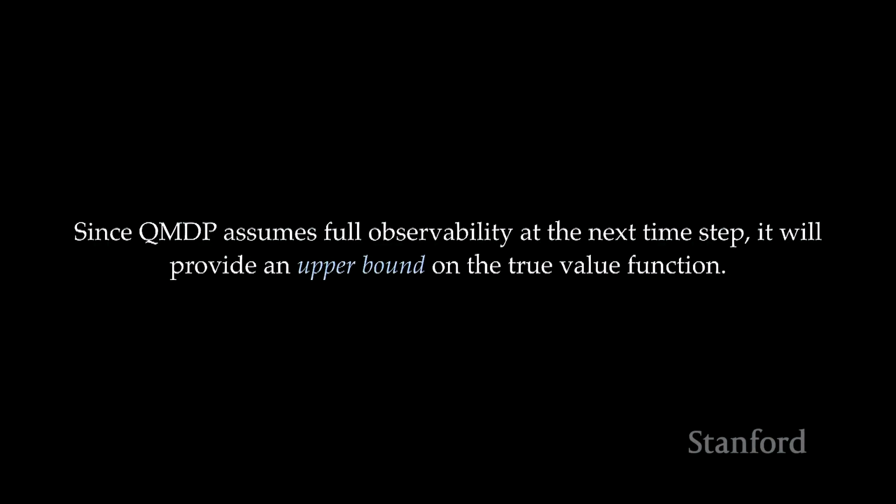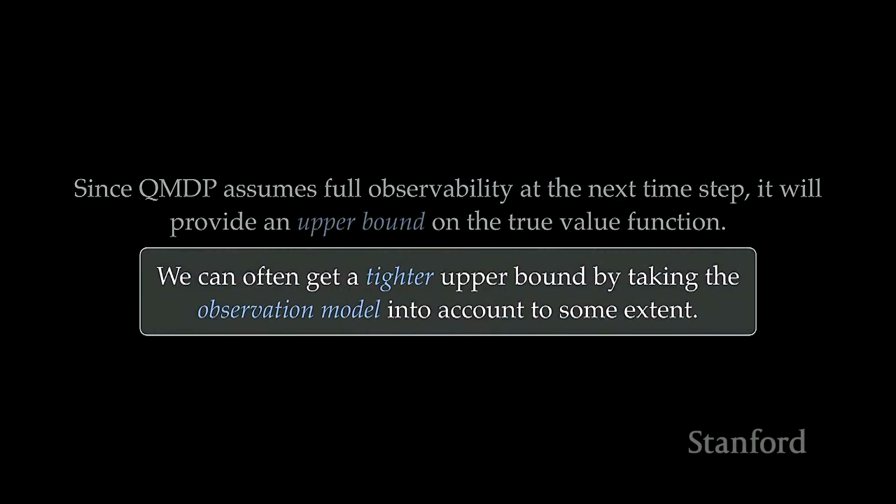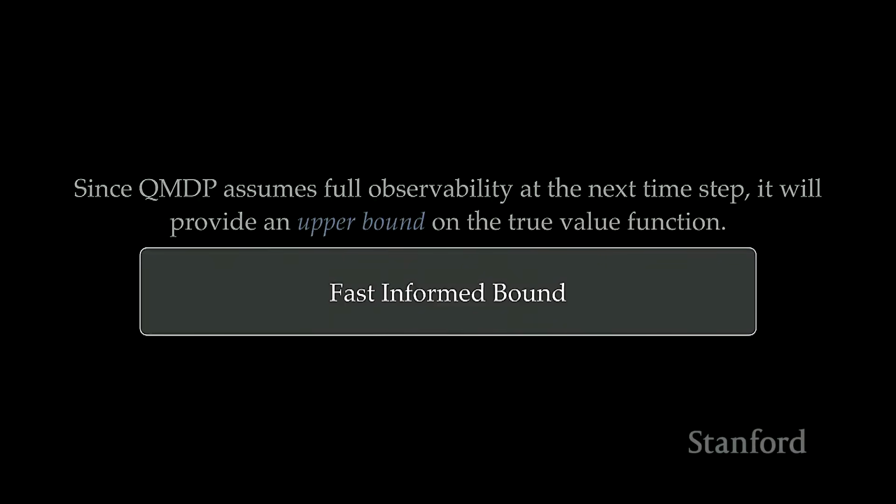Okay, so again, QMDP is going to provide an upper bound on the true value function, but it's actually possible to get a tighter upper bound by taking the observation model into account to some extent. With QMDP, we just ignored the fact that we're in POMDP land at all, and just solved for the value function as if it were an MDP. We can do a little better if we somewhat take into account the observation model. The technique that does this is called fast informed bound.